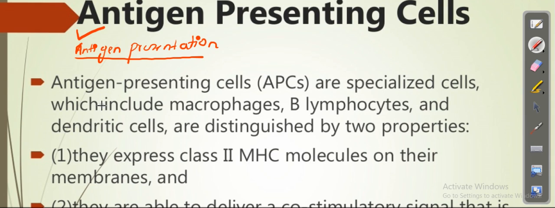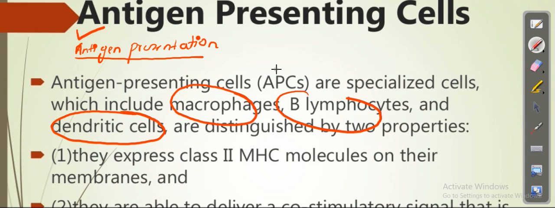So antigen presenting cells are specialized cells which include macrophages, B lymphocytes and dendritic cells. So these are the antigen presenting cells. In short we can say it as APCs. So you can remember it with a simple formula like B D M, that is B cell, dendritic cell and mast cell.